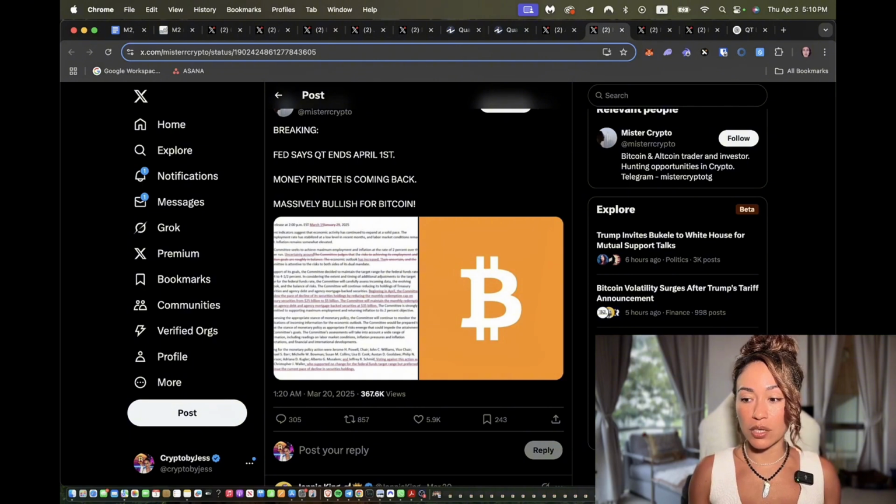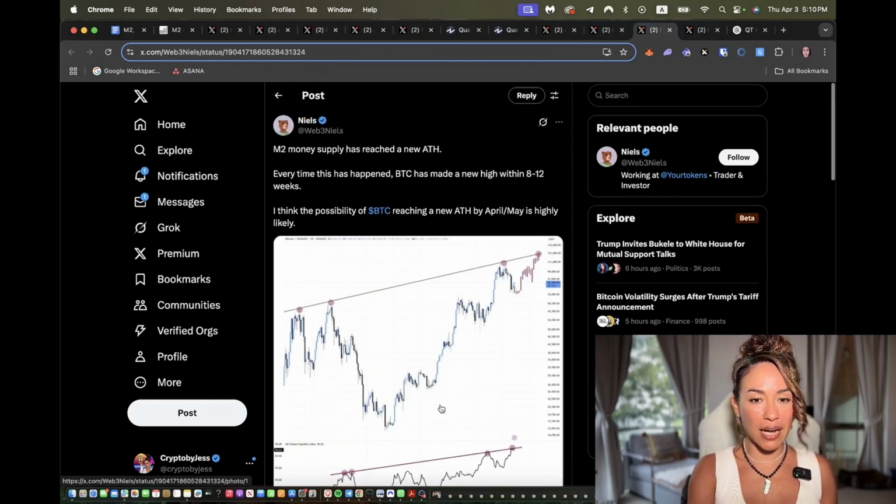So while it's not full-blown quantitative easing yet, it's a pivot towards it. We're at least moving in that direction now. And this will be fantastic for risk-on assets like Bitcoin, of course. So that's where we are in this moment in time.